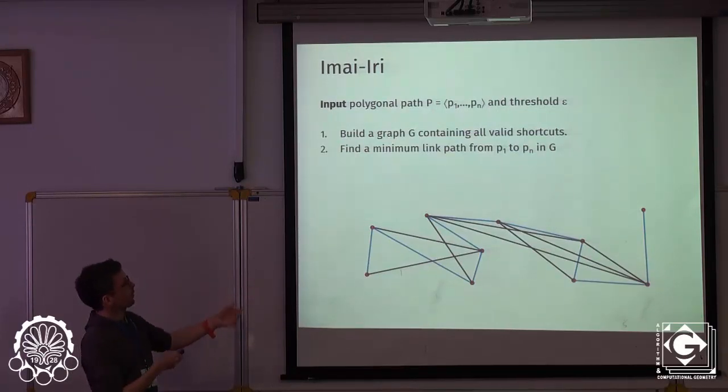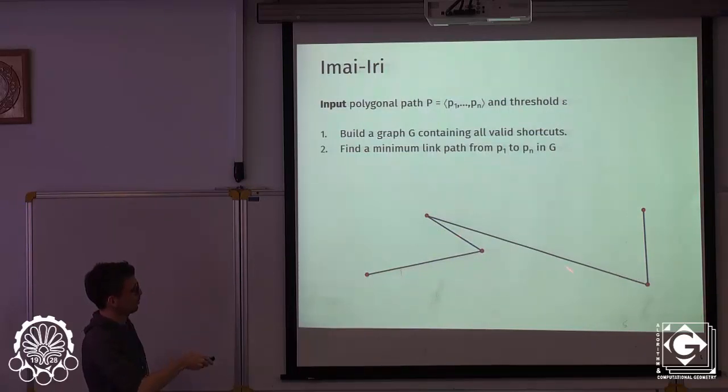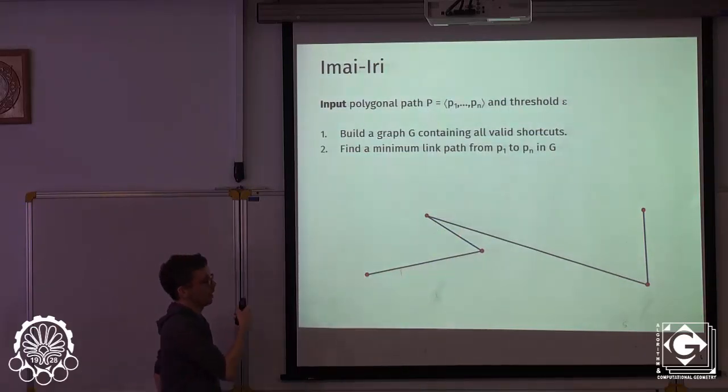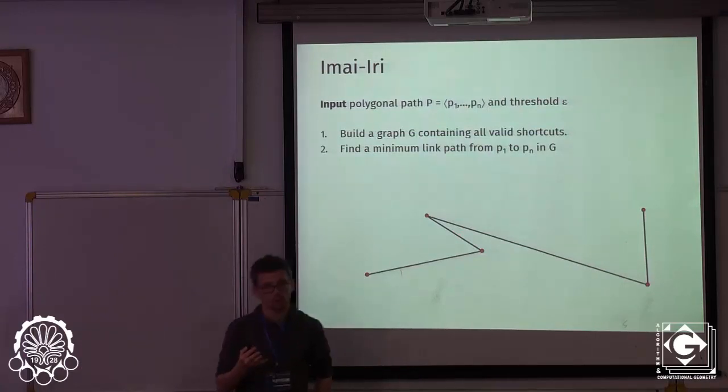And then if we have that graph, we can simply search for a min-link path from start to end. So in this example, that might be this here. And this is then our optimal simplification for the given epsilon.